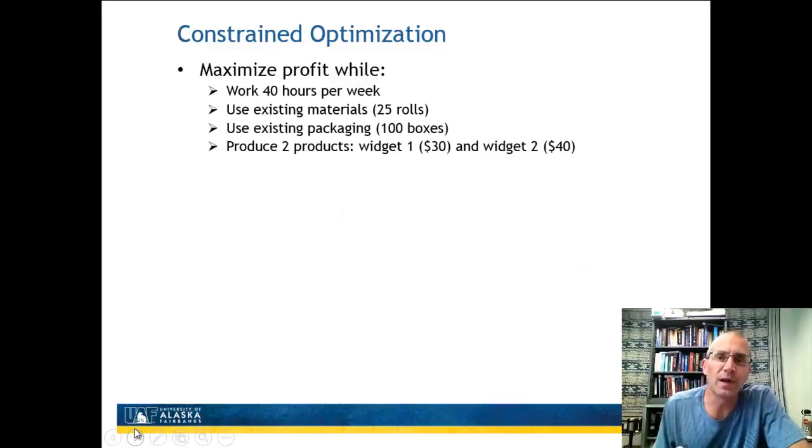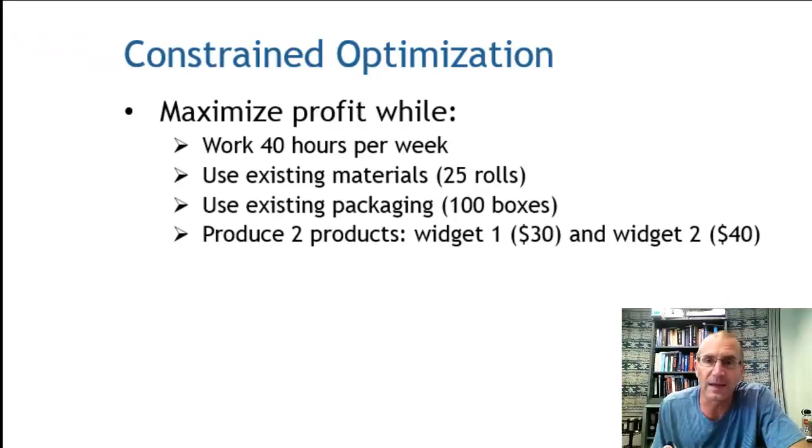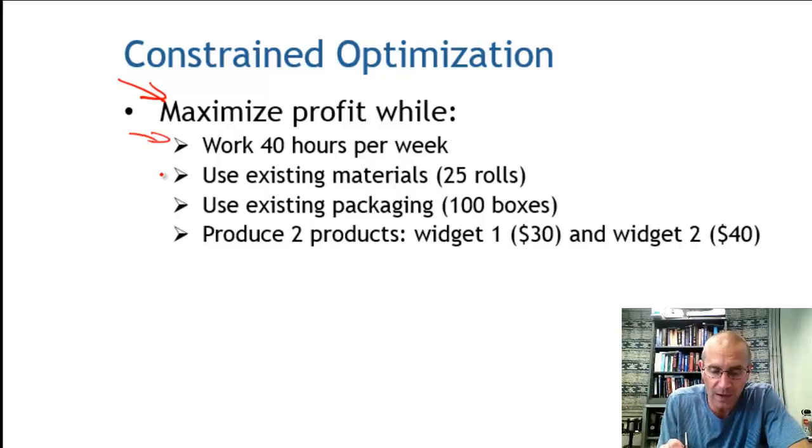So let's describe what constrained optimization is. The best way to do it is, I think, from an example. Imagine what I want to optimize is my profit. So I want to maximize my profit, and then there might be some list of constraints, things that you have to abide by. For example, you may only be able to work 40 hours a week. You may only be able to have a certain amount of material, maybe a certain amount of packaging, and then you're going to produce two different products. You're going to call them widgets 1 and widgets 2 that you can sell for $30 and $40.